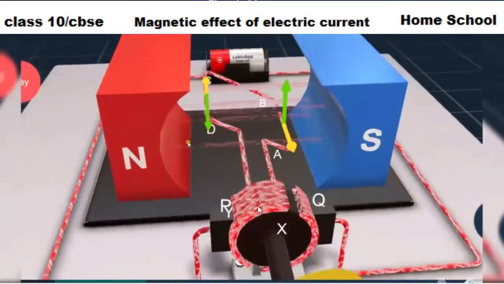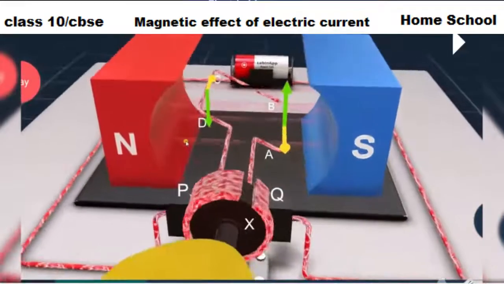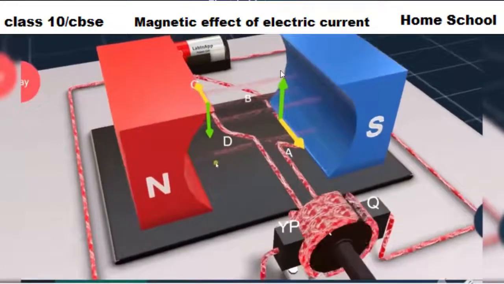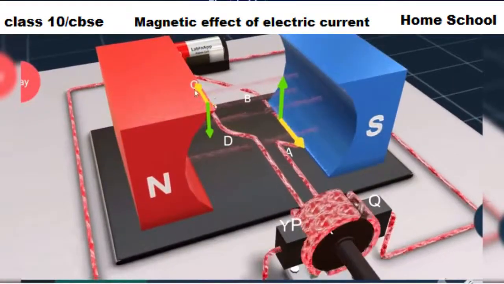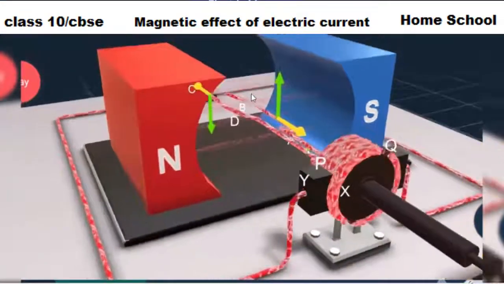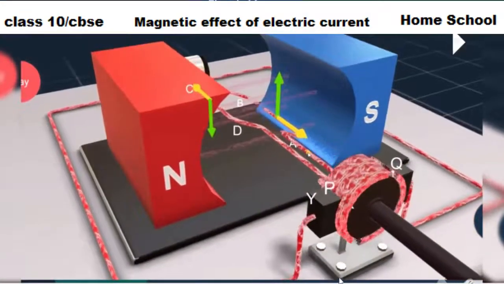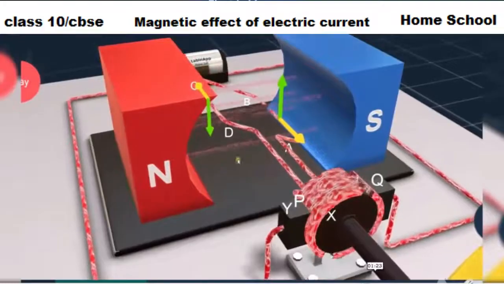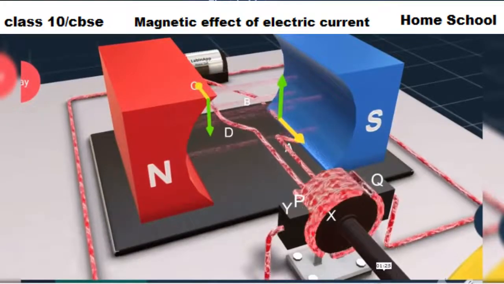So this is what we call half rotation. AB was previously this side, but it has gone to this side. CD has come to this side. Now CD is going downwards, AB will come upwards, yes or no? This is the direction of force on CD as well as AB at half rotation, right? Now you can clearly observe half rotation took place.